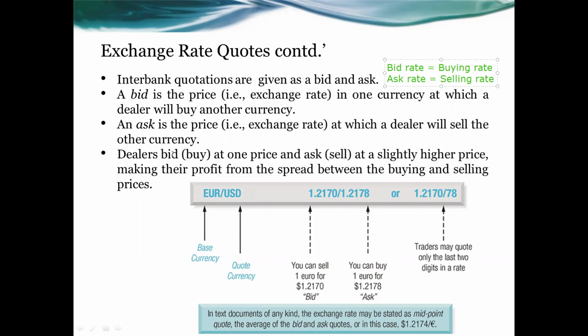So dealers bid or buy at one price and ask or sell at a slightly higher price, making their profit from the spread between the buying and selling price. This is where we normally call profit. That is where we can earn profit in foreign currency dealing. We buy the foreign currency at a low price and we try to sell it to the outside at a higher price. That's why it has a difference between buying and selling rate. Otherwise, what is the purpose of having those bid and ask rates? We might have only one exchange rate.